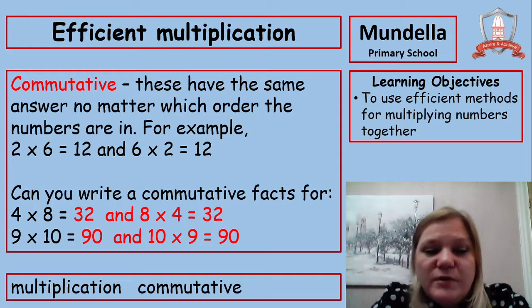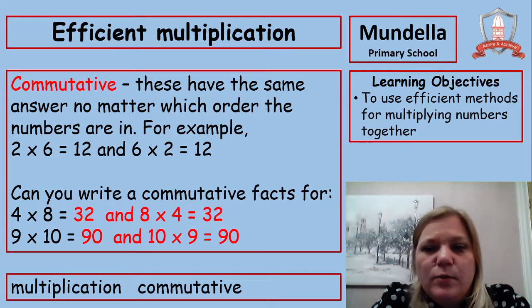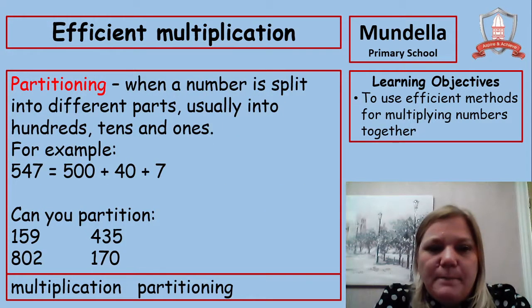So you should have 4 times 8 is 32 and 8 times 4 is 32. 9 times 10 is 90, and 10 times 9 is also 90. So they're commutative. It doesn't matter which order we multiply them together, the answer will still be the same.